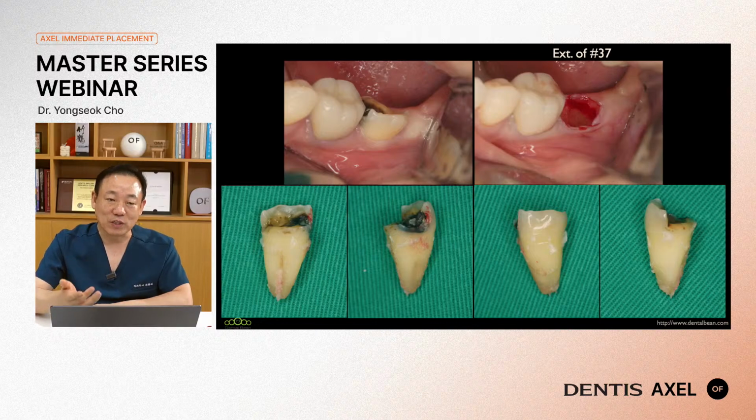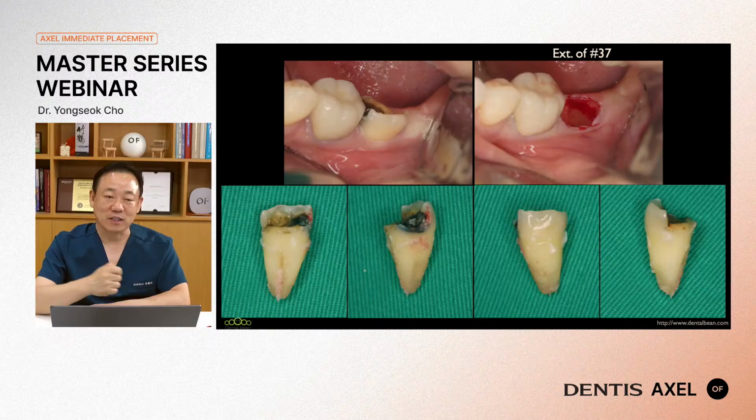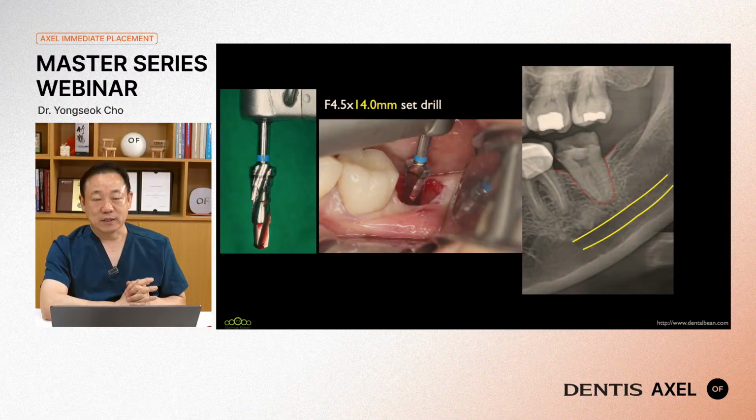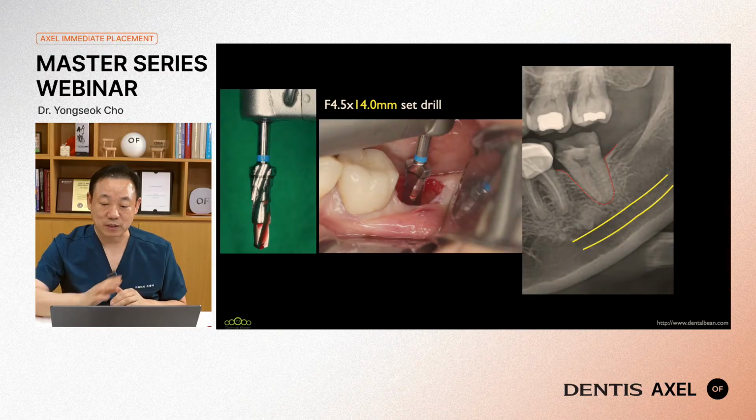Instead of a short drill, I prefer using a relatively long drill because a long drill can avoid interference from the anterior tooth, and I can see the direction very well. Just one thing you must keep in mind is you have to use very careful controlled drilling. Okay, here is my drill. My last drill was a 4.5 by 14 millimeter long drill. Okay, it is a long drill.